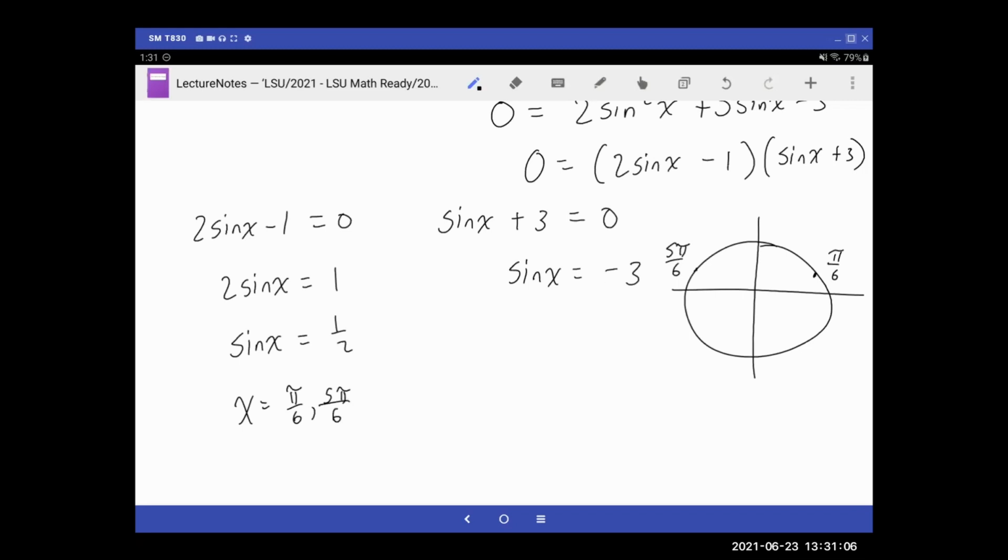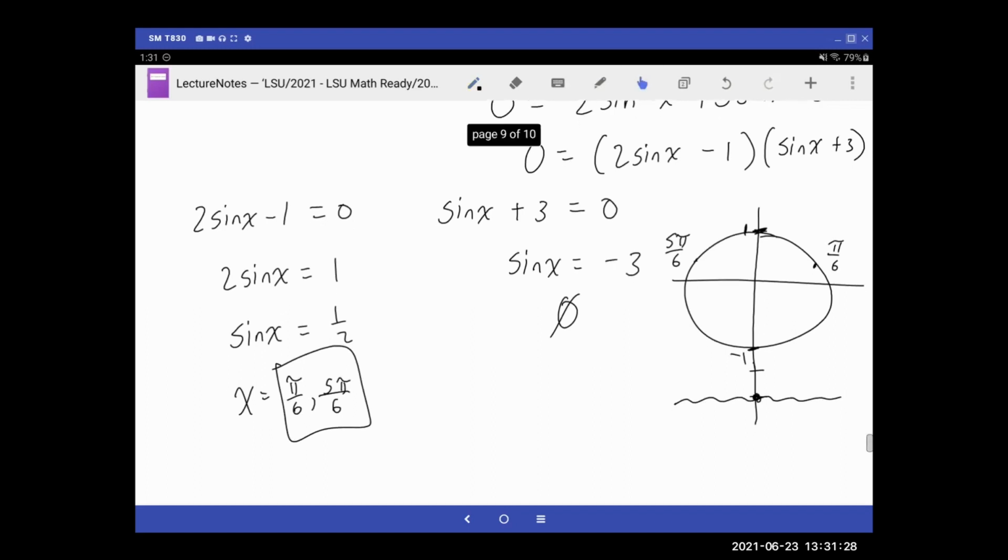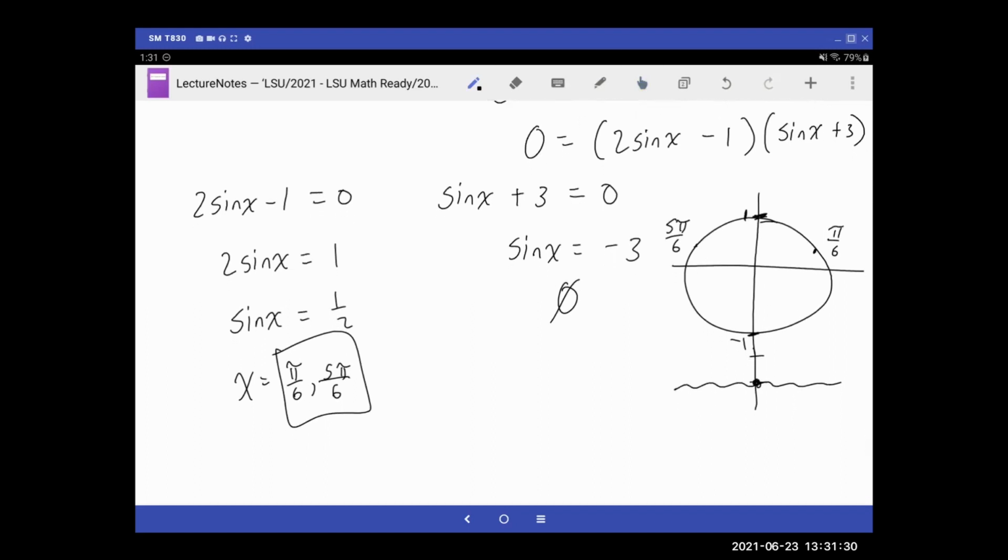Sine equals -3 nowhere, right? Because here's 1. Here's -1. -3 would be down here somewhere. The circle doesn't touch that, right? So actually this piece right here is without a solution, right? So that one has no solution. So I only have 2 solutions, pi over 6 and 5 pi over 6. All right, and that would do it for this lesson.